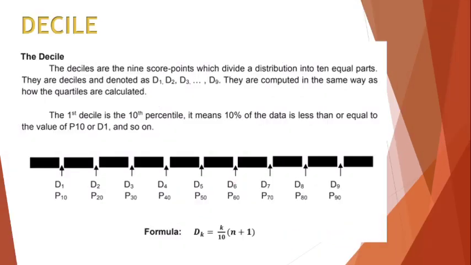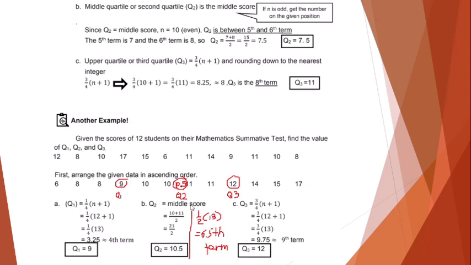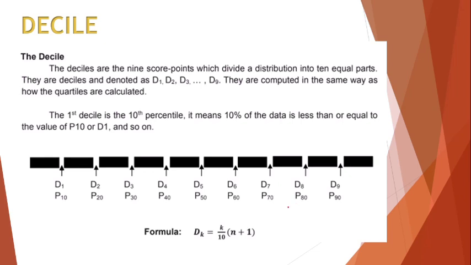Now, next. So, decile naman tayo. Paano pag-decile? So, 10. Kasi sa quartile, ilan po? That is quarters, so 1, 2, 3, 4. Ito naman has 10: 1, 2, 3, 4, 5, 6, 7, 8, 9, 10. So, the deciles are the 9 score points which divide a distribution into 10 equal parts. They are notated as D1, D2, D3 up to D9.